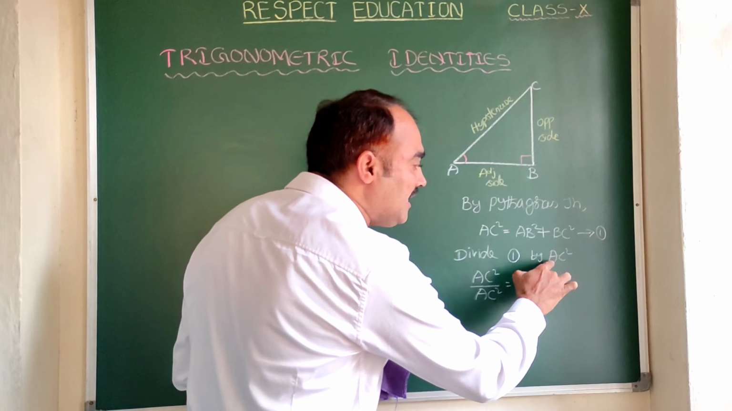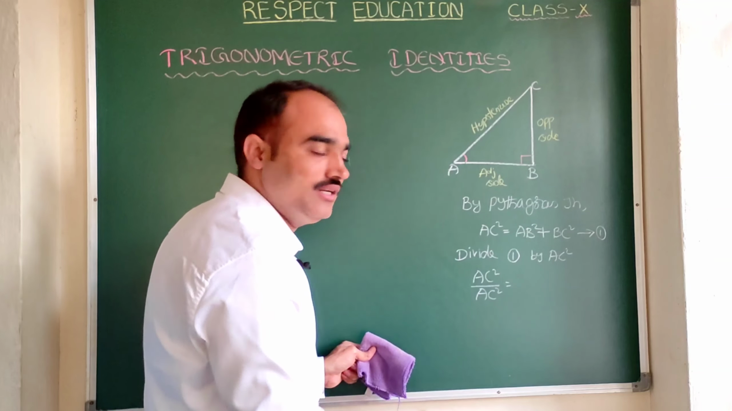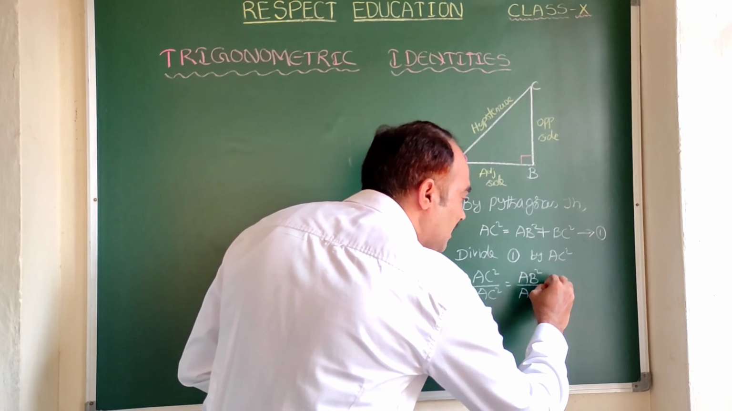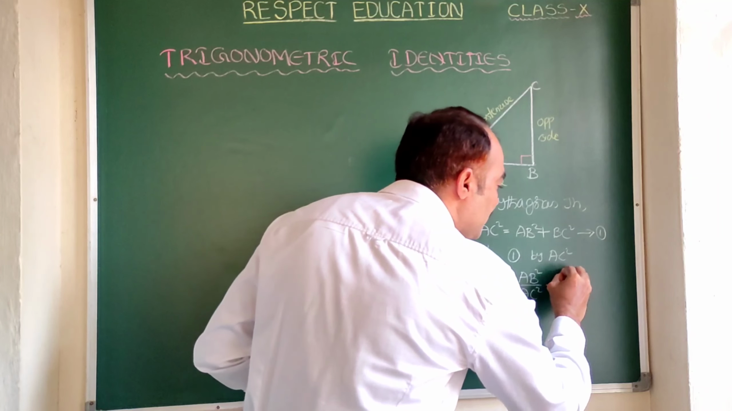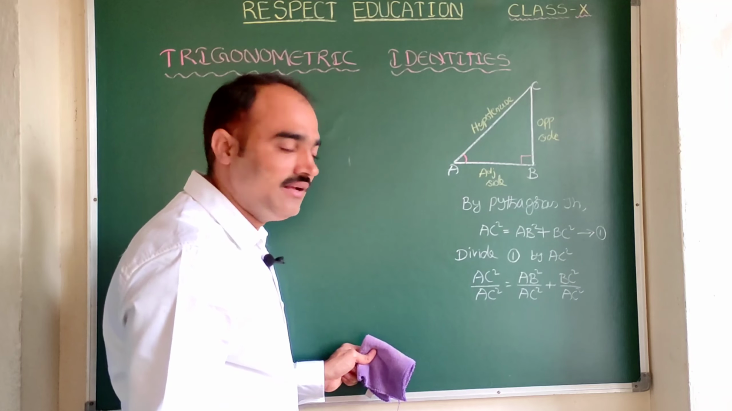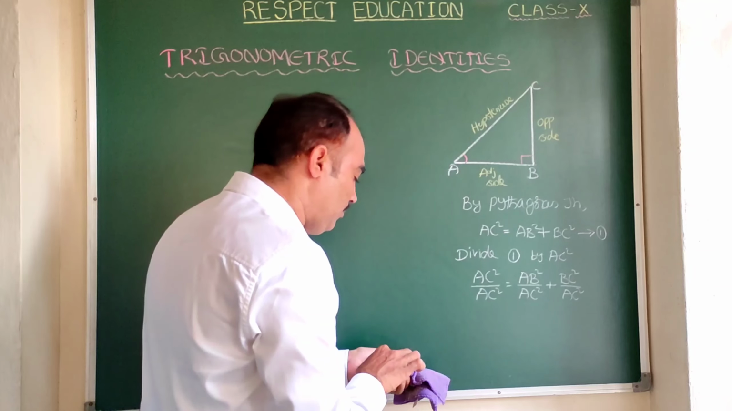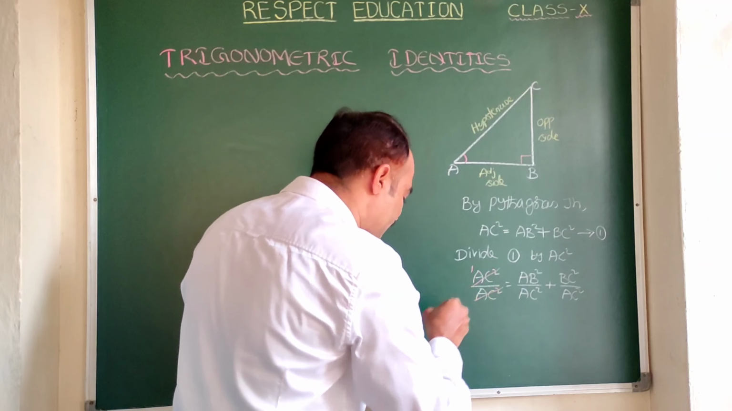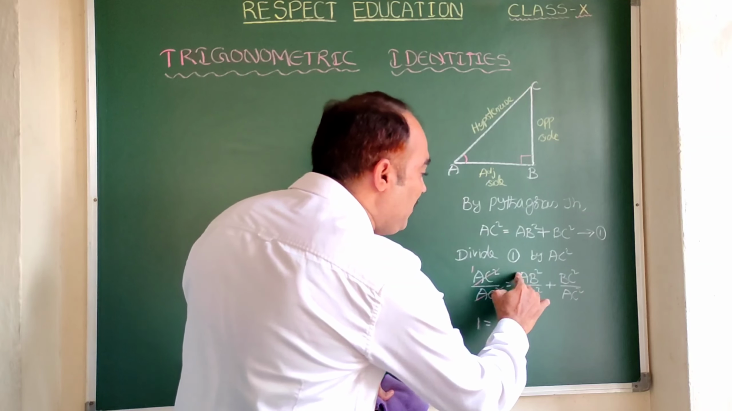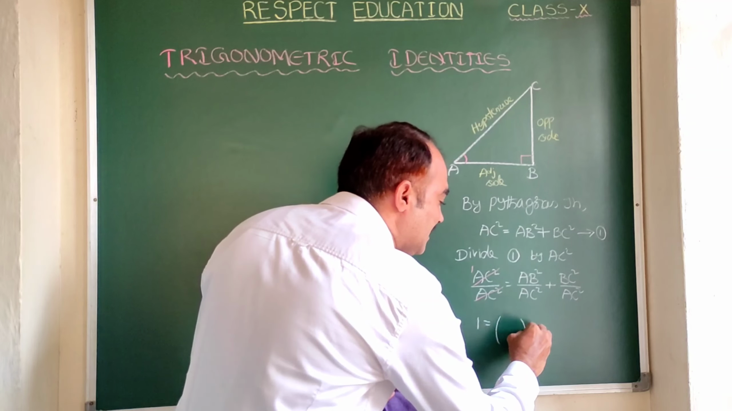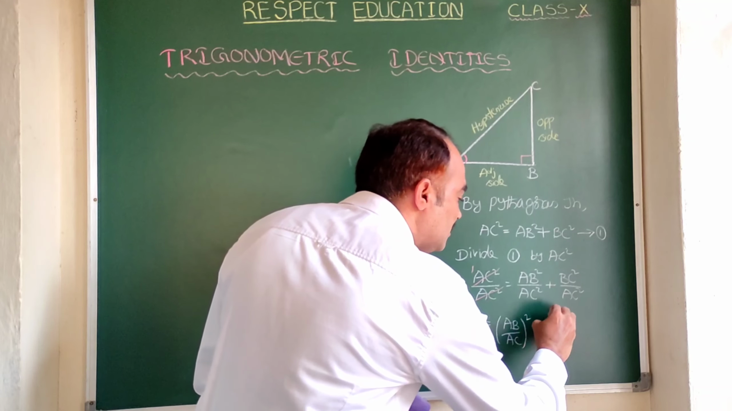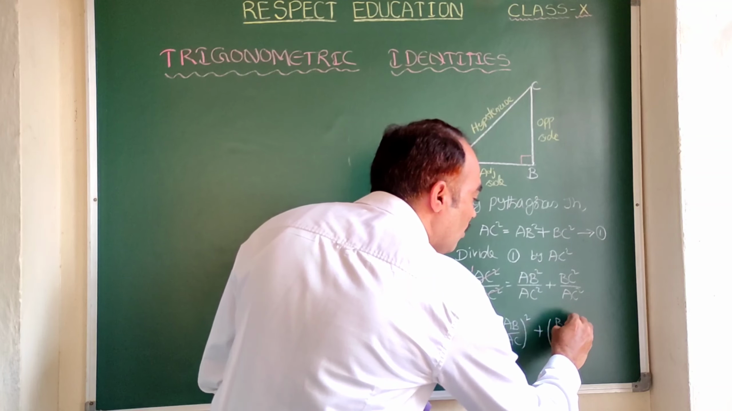Since AC square is the single denominator, it can be split for both. So AB square becomes AB square by AC square, plus BC square becomes BC square by AC square. Is it clear? Now here you understand, the AC squares cancel on the left side, so you get 1. Let us write here, 1 is equal to AB square by AC square, which can be written as AB by AC whole square. Same way, BC by AC whole square.